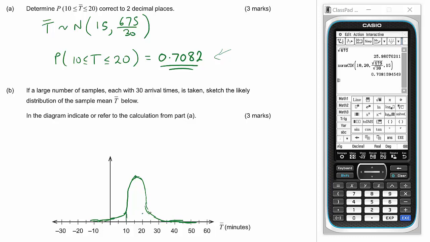But what I would indicate here is that's 0.7082 in there, perhaps one standard deviation either side. I've actually missed the 20 there. You get the idea. It's really difficult to get all three of those marks, I think.